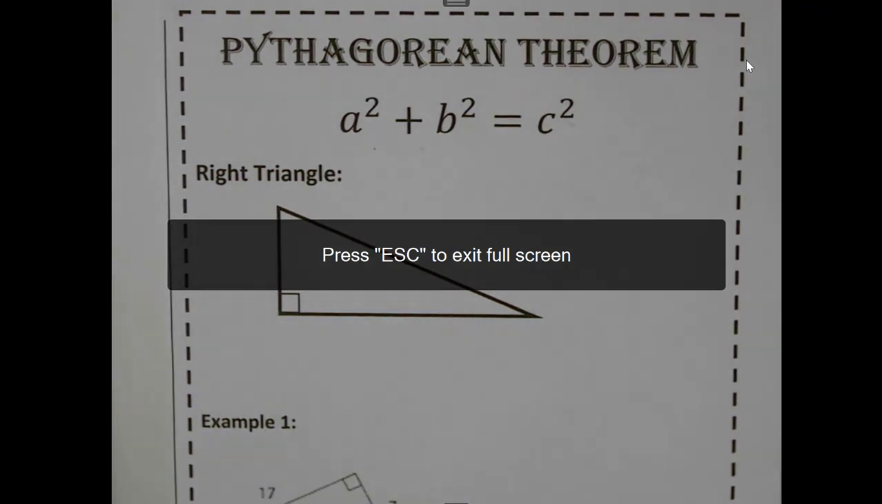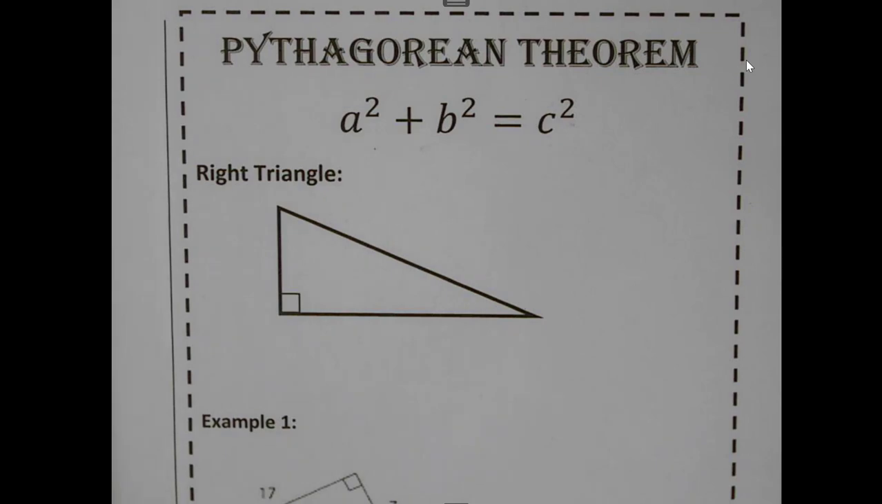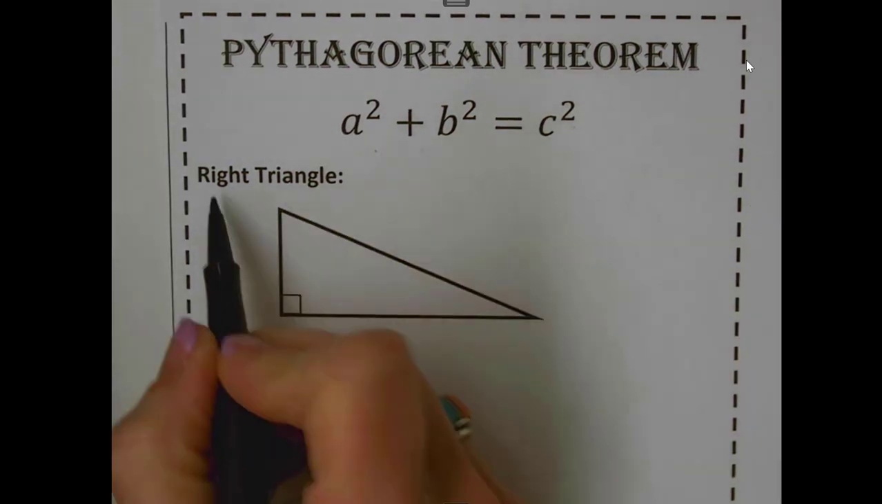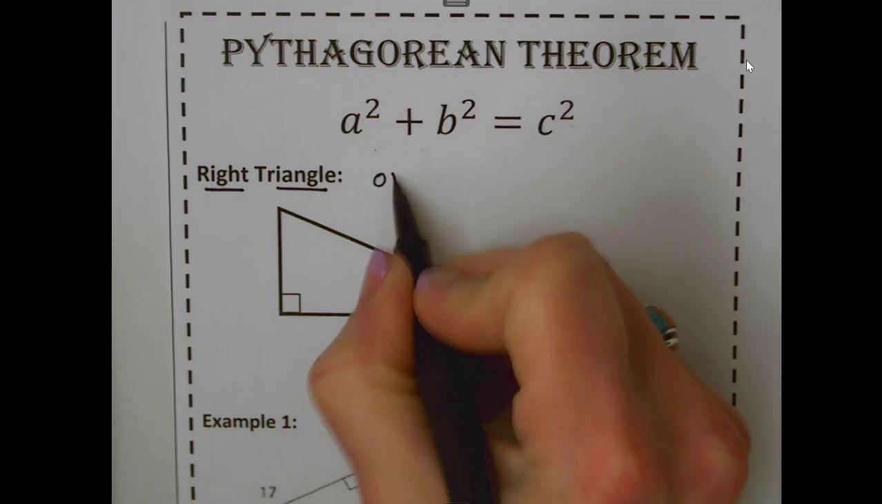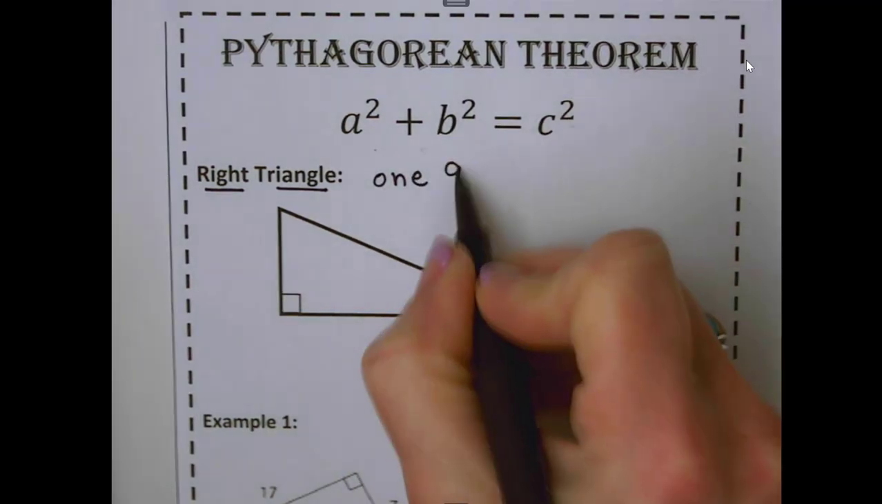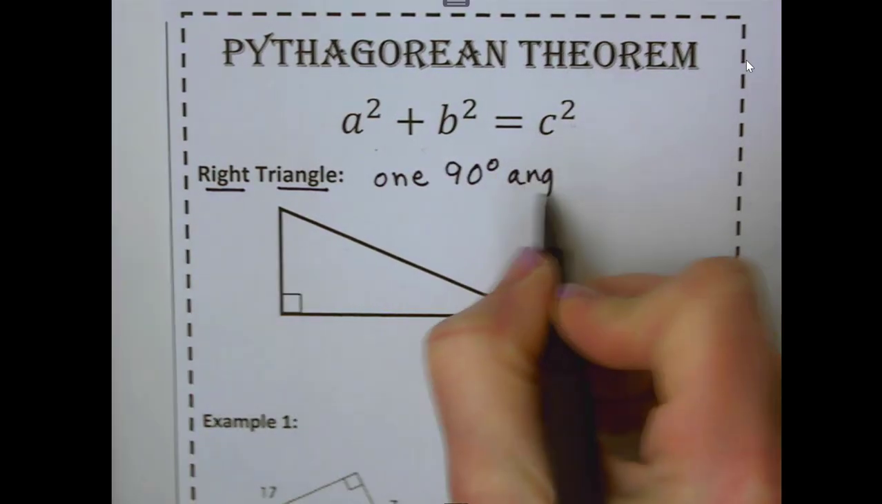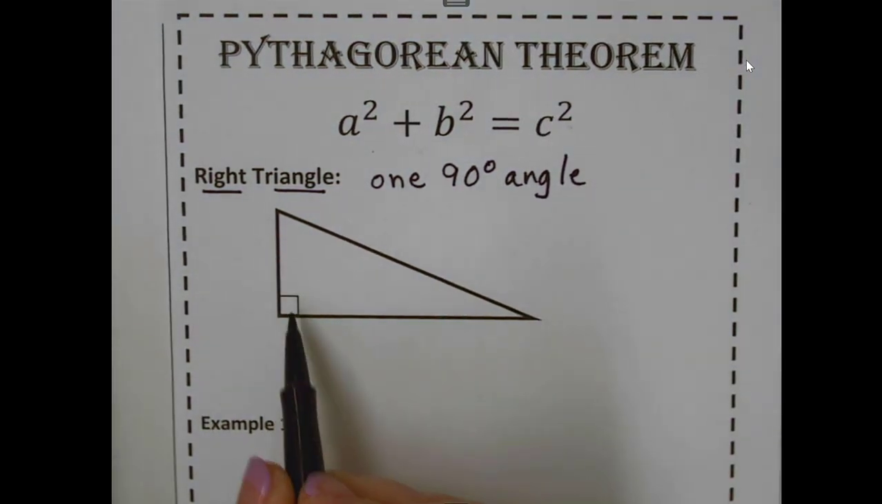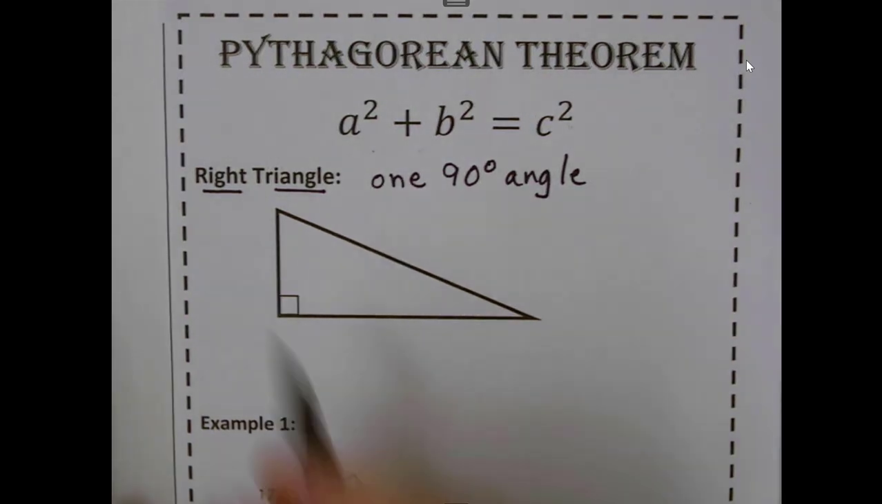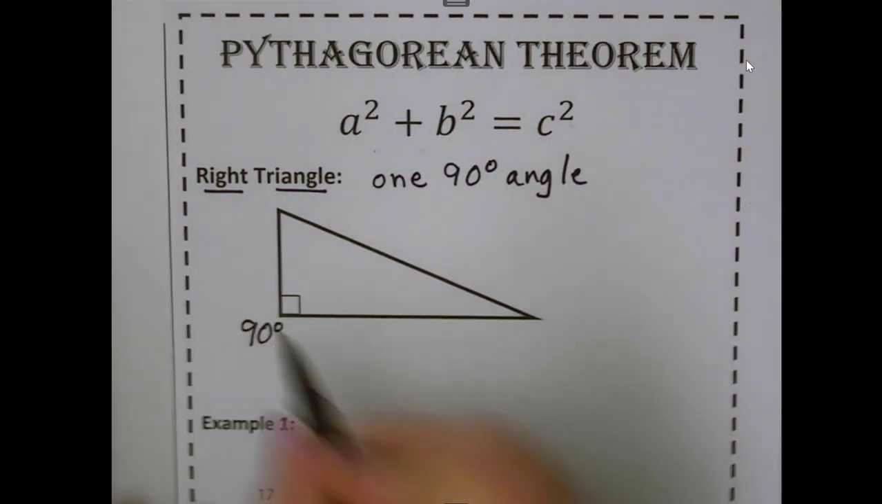All right, so we learned last block with our lab that the Pythagorean theorem is a squared plus b squared equals c squared. And just a reminder, it only works for right triangles. We definitely need to have that 90-degree angle. And we know it's a 90-degree angle because, in geometry, the little box in the corner indicates that this angle is 90 degrees.